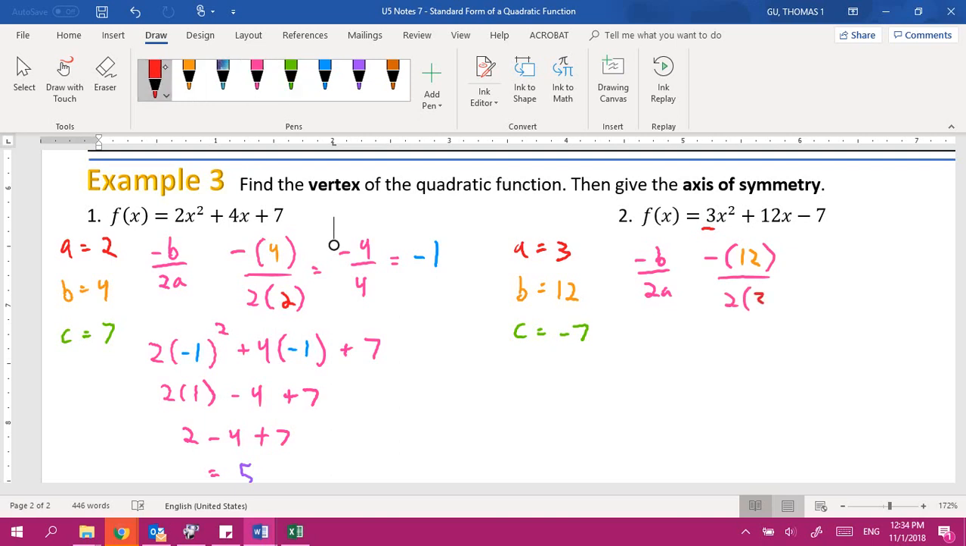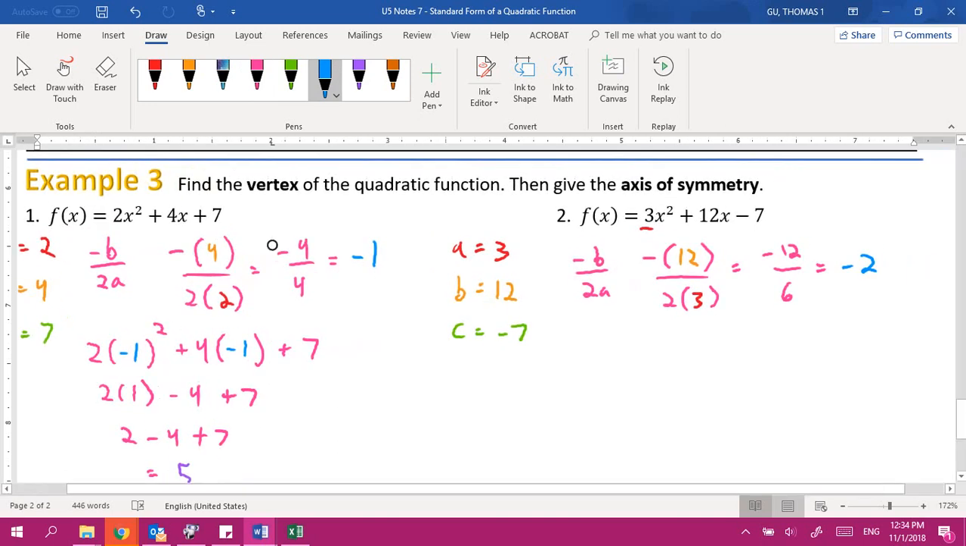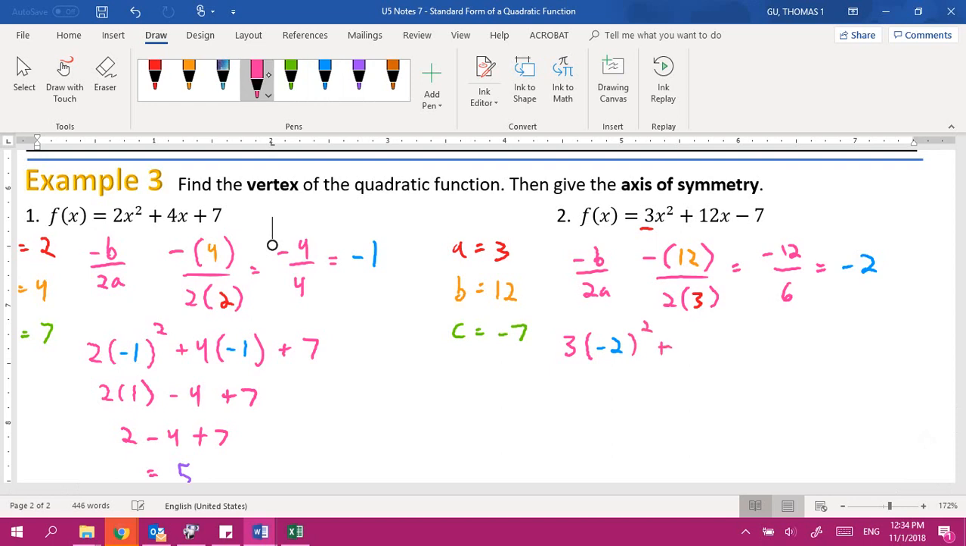That's going to simplify to negative 12 over what? 6, and negative 12 divided by 6 is negative 2. So the x value is negative 2. So then we take that negative 2, we plug it in for all the x's. So what's my new equation? 3 times negative 2 squared, plus 12 times negative 2. Be careful, don't switch it up now. It's negative 2 all the way through.